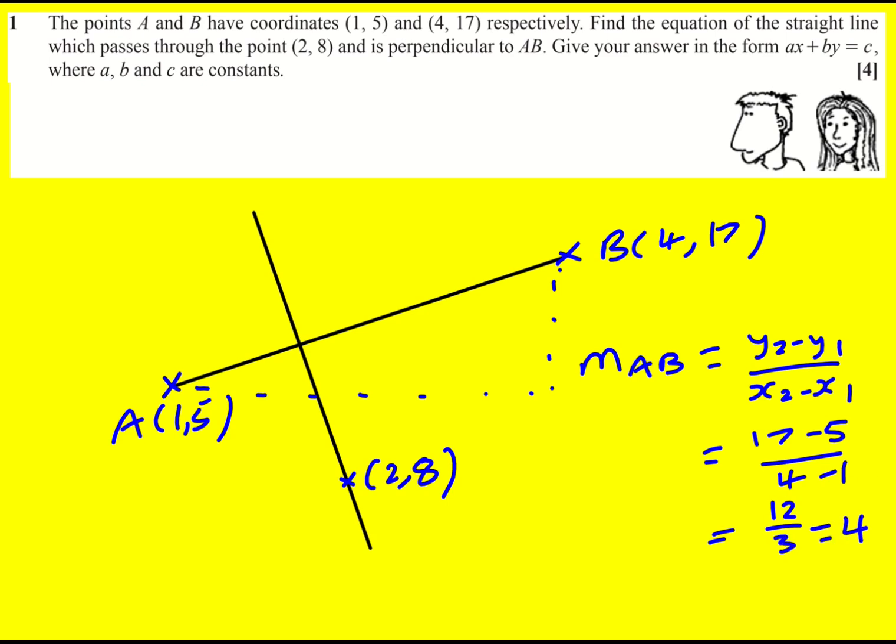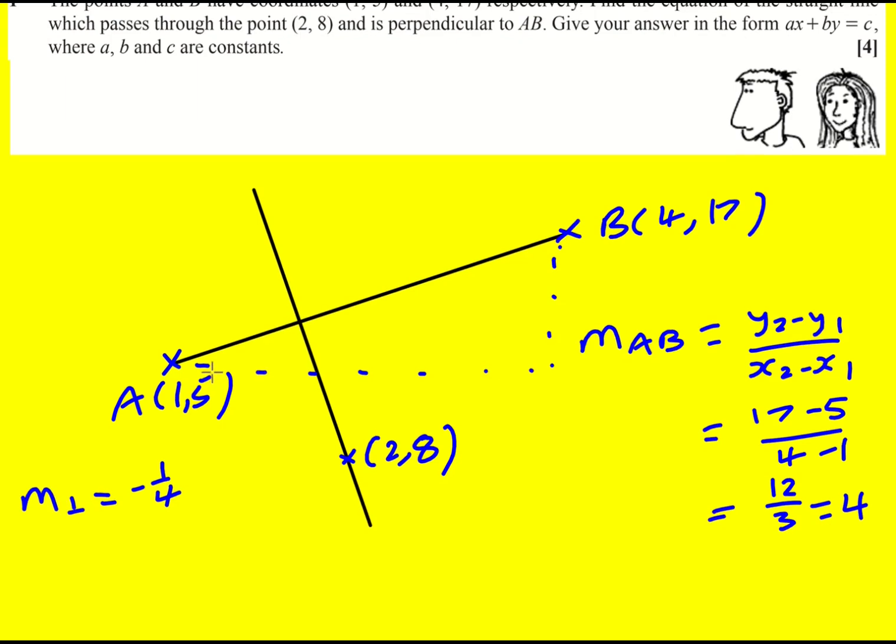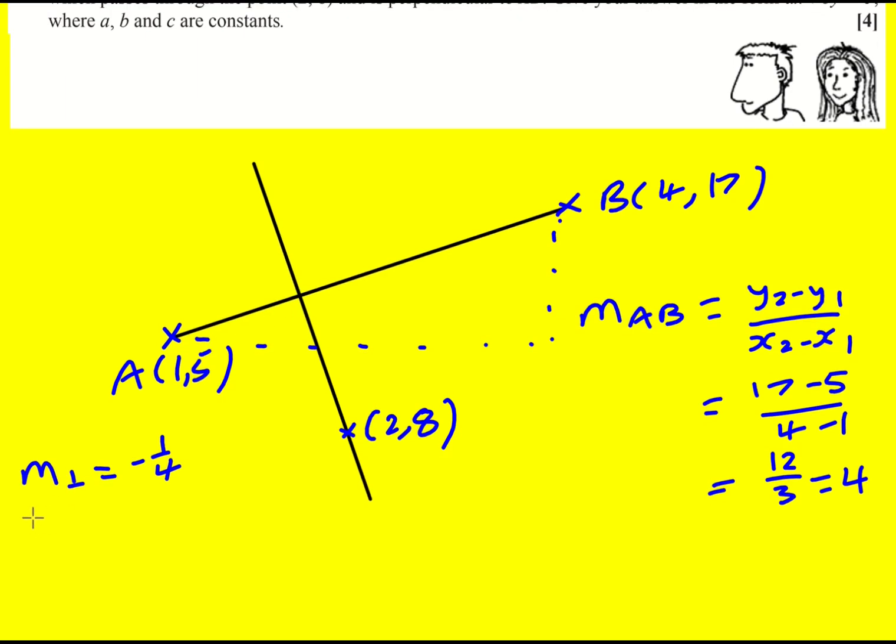Brilliant. And therefore, the gradient of the perpendicular is going to be minus a quarter. It's a negative reciprocal. These two must necessarily multiply to give minus 1. And we're nearly there at that point.